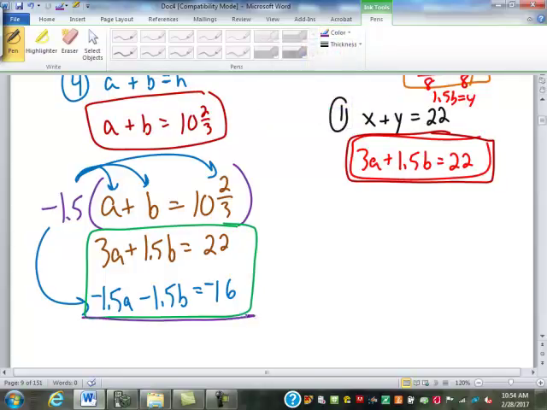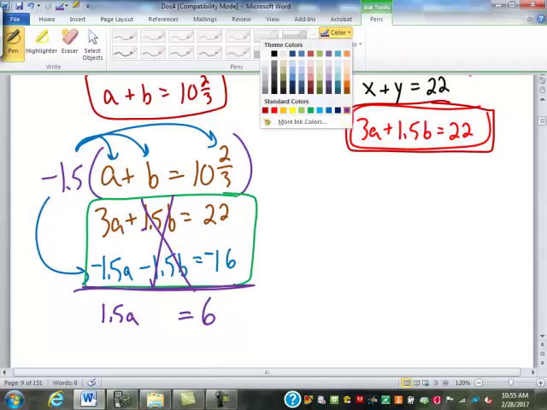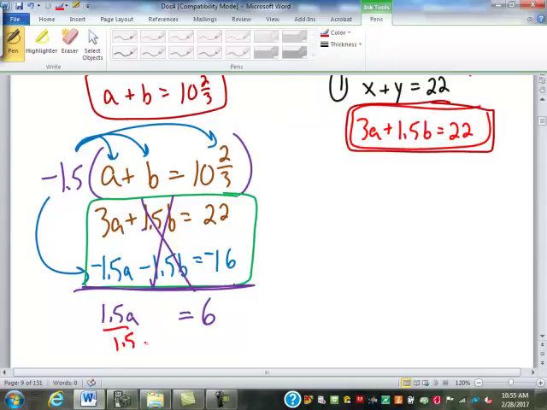So this is where we added down the columns. What is 3a plus a negative 1.5a? 3 minus 1.5 is 1.5a. What's 1.5b and a negative 1.5b? They cancel out. They're gone. Positive 1.5, negative 1.5 makes 0. 22 and negative 16 makes 6. 22 and negative 16, right? So we have to divide by 1.5. Gives us a equals 4.